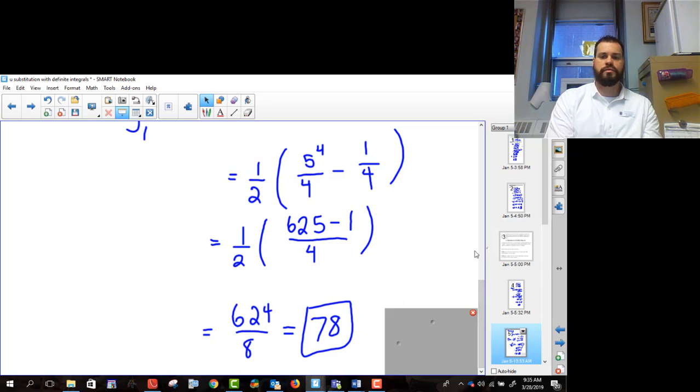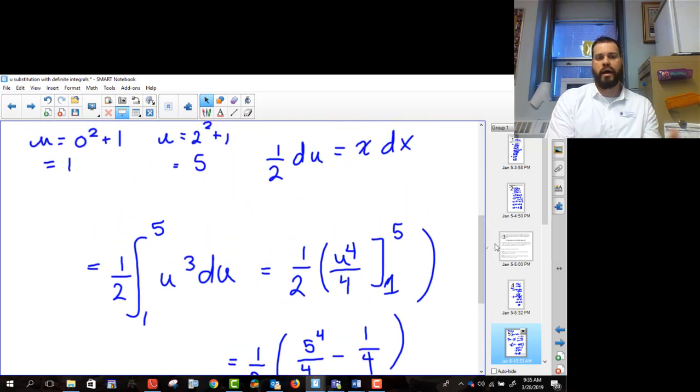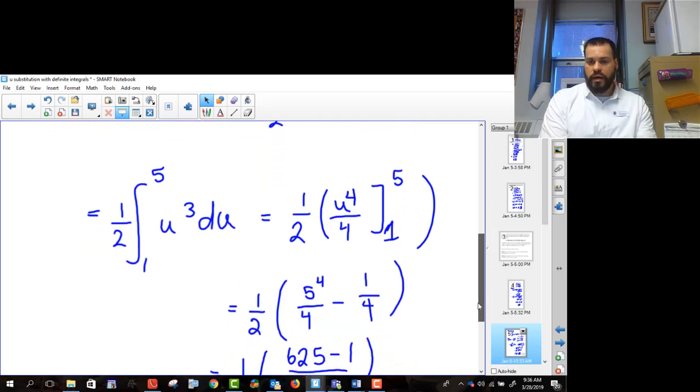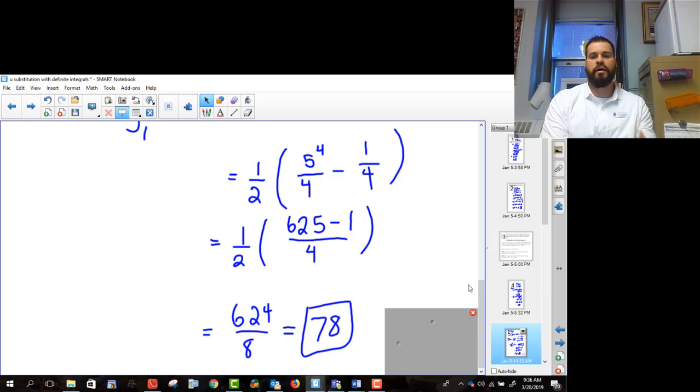So either method works. This method, though, allows us to stick with u. We don't have to go back. So we don't have to substitute the x back in because we've changed the limits now. So we're saying this is the values of u, these values, 1 to 5. So I like that method better, but either way works. And you can make the decision about what you do in terms of how you integrate. You can either integrate, then plug the limits in, or you can change the limits to reflect the substitution.